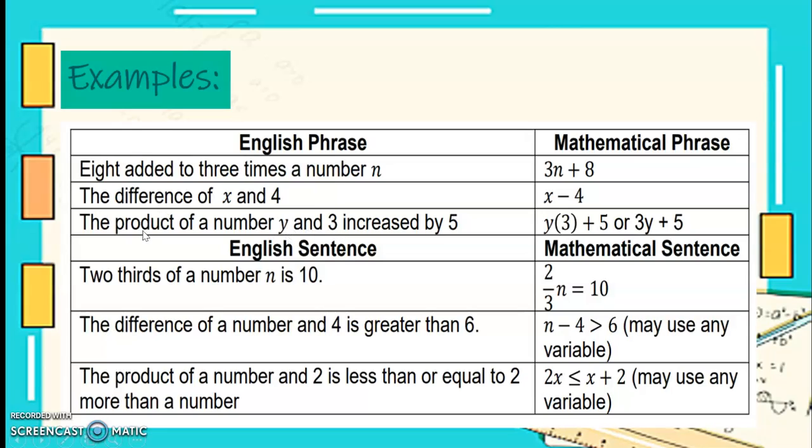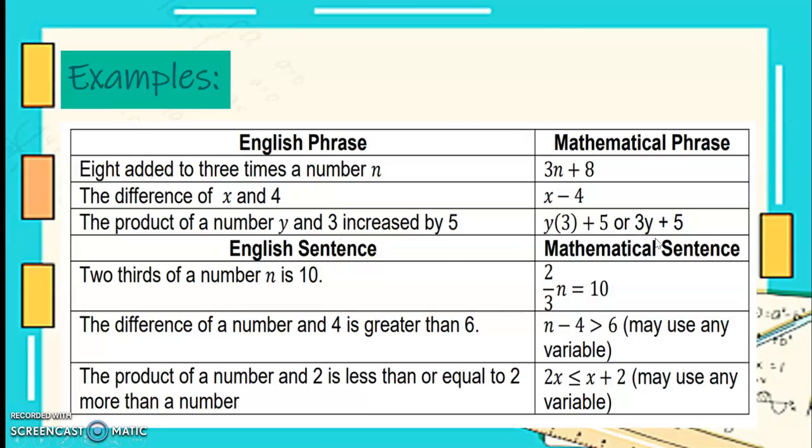Next, the product of a number y and 3. Product, multiplication. So, ang symbol tada is either x, point, or dot, and open and close parenthesis. So, but we have to understand the phrase. So, the product of a number y and 3. So, multiplication sang y kag 3 increased by 5, gintugangan sang 5. So, we have here mathematical phrase is y times 3, pwede na siya, plus 5, or we can say the product of a number y and 3, that is 3y.